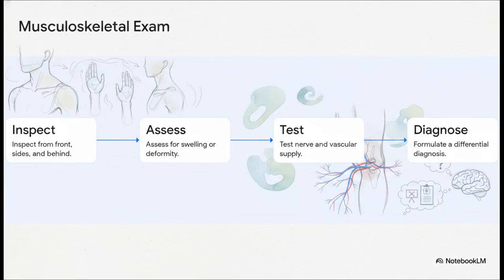And this brilliantly illustrates what a focused musculoskeletal exam actually looks like in practice, whether you're looking at a shoulder, a wrist, or an ankle. You meticulously inspect the joint from the front, the sides, and from behind. You're constantly assessing for swelling or any sort of deformity. You test the nerve and vascular supply to ensure that blood is flowing and nerves are fully intact past the injury site. Finally, you take all of these clues to formulate a solid differential diagnosis to present to your examiner.